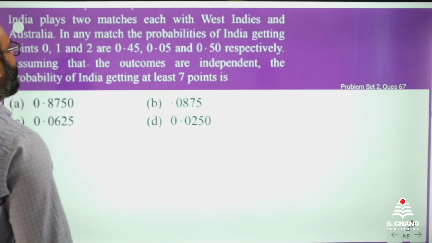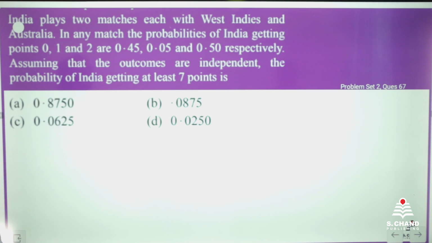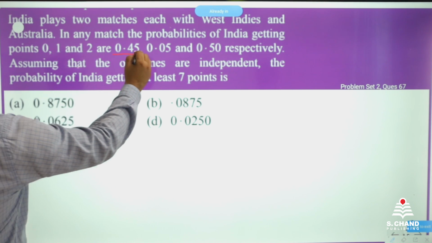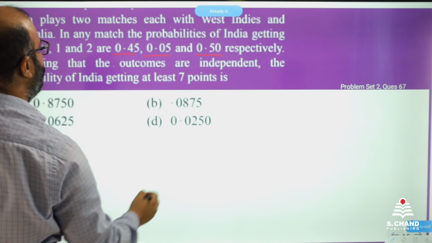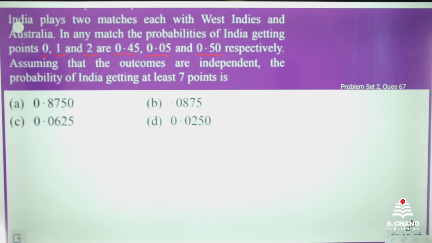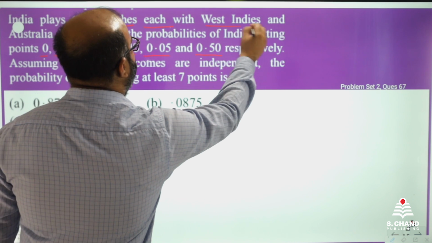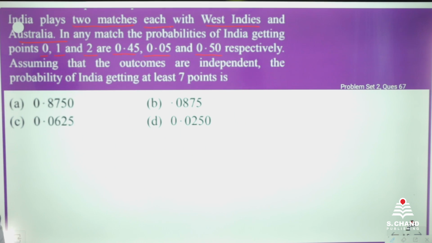India plays 2 matches each with West Indies and Australia. In any match, the probabilities of India getting points 0, 1 and 2 are 0.45, 0.05 and 0.50 respectively. Assuming that the outcomes are independent, find the probability of India getting at least 7 points. So India is playing 2 matches each with West Indies and Australia. So how many matches is it playing? India is playing 4 matches.